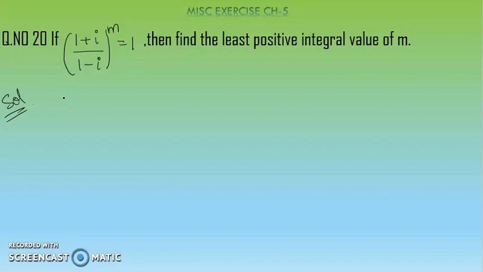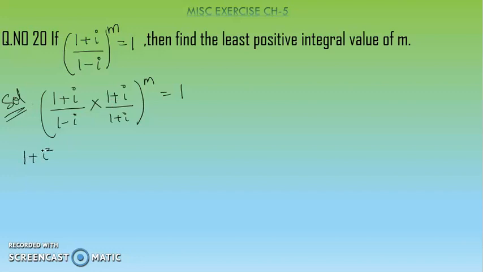I'm starting with (1 plus i) upon (1 minus i), if I multiply and divide by its conjugate, raised to the power m, is equal to 1. So this will be a plus b into a plus b, which is a plus b whole square. So a square plus b square. 1 square is 1, student. Okay, this is very elementary. Don't say why I didn't write square. Obviously 1 square is 1.